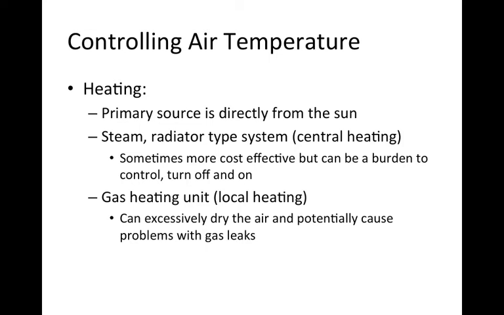Next up is controlling air temperature. When considering heating, the primary source comes directly from the sun. Steam, which is a radiator type system, can also be used for supplemental heating. It is considered central heating because the heating source is off-site and the steam is pumped into the rooms that need the heat the most. Sometimes the system can be more cost-effective, but can be a burden to control when turning on and turning off the system and powering it up and powering it down.